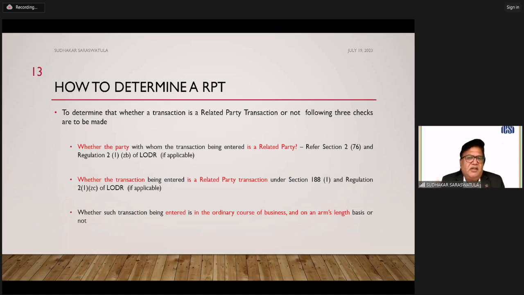I will deal with this particular ordinary course of business a little later, because this is a very important provision. And one has to understand very clearly how to determine a transaction in the ordinary course of business. And the second thing is that it is on an arm's length basis. It is not 'or'; both the things have to go together. That transaction is to be in the ordinary course of business, and that transaction, which is in the ordinary course of business, shall be on an arm's length basis. Then only that exemption can be availed. What is an arm's length basis? Again, we will deal with that a little later.